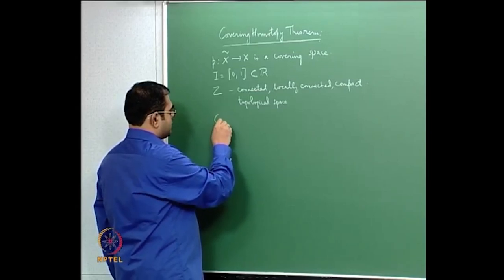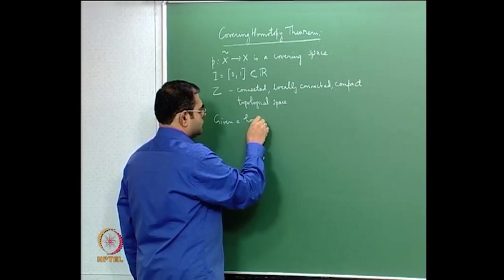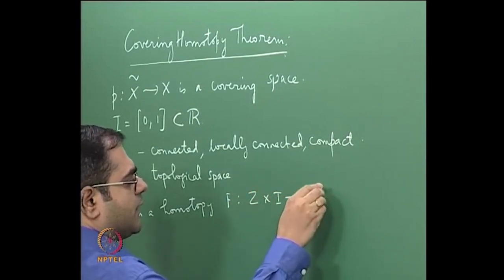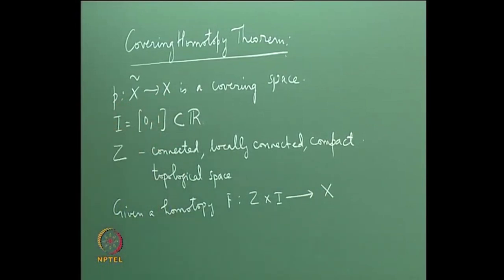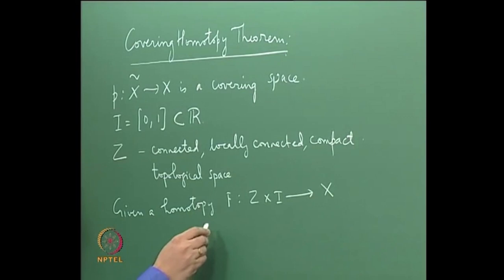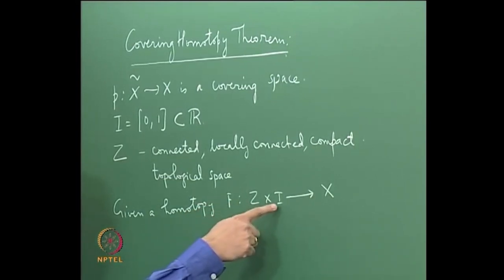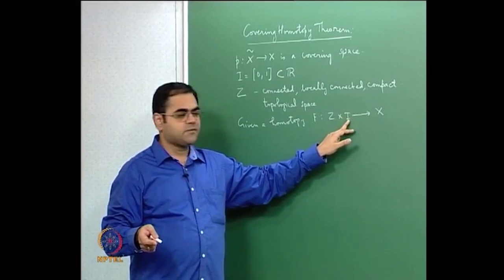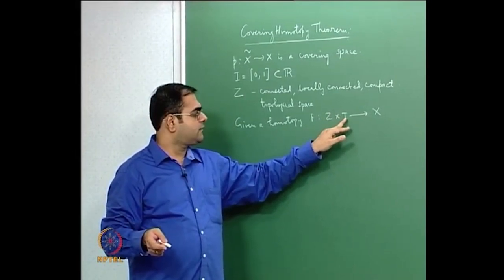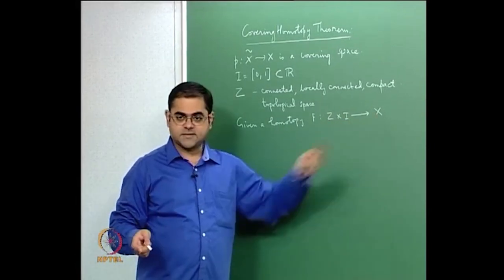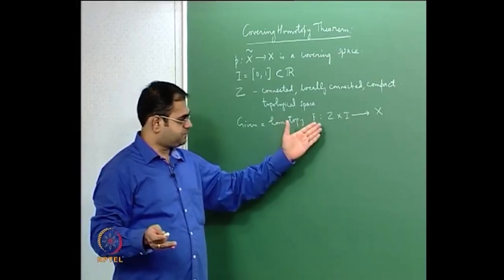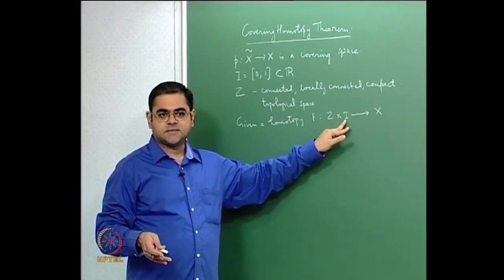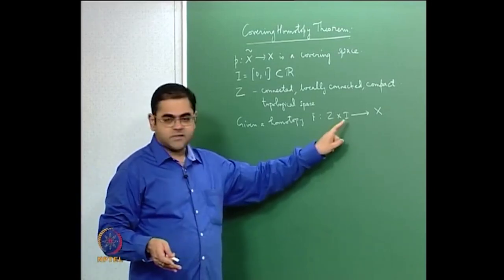So you are given a homotopy F from Z cross I into the base space of the covering space, okay. So this homotopy at time t equal to 0 is going to be a certain map from Z to X, time being thought of as the variable in I, and at time t equal to 1 it is going to give me another map from Z to X, and the homotopy is just the expression of the fact that the map at time t equal to 0 is being deformed continuously into the map at time t equal to 1, okay.